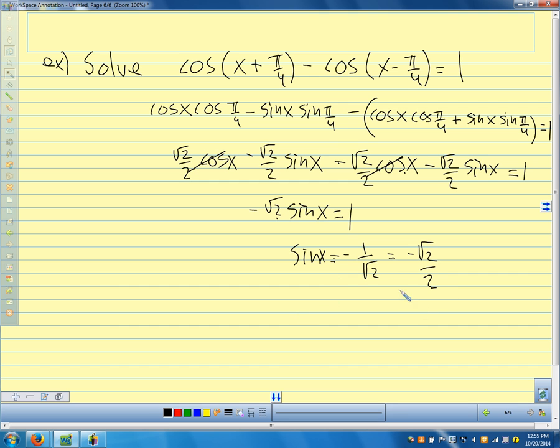And then we go to our unit circle and say, where is the sine of our angle equal to negative square root of 2 over 2? x equals 5 pi over 4 plus 2n pi, and x equals 7 pi over 4 plus 2n pi. So we went from an equation that we would be able to solve the way we did it before, used our sum and difference formulas, and we were able to come up with a solution.